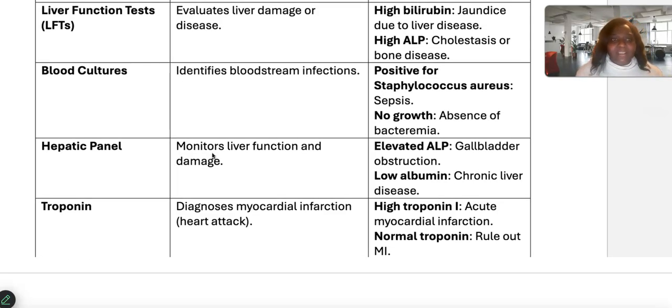Liver function test. Now, liver function test evaluates liver damage or disease. High bilirubin, what does it mean? It means jaundice due to liver disease. But of course, there are other tests that will conclude that. So, not always so. What about ALP? That means you probably have like bone disease of some sort.